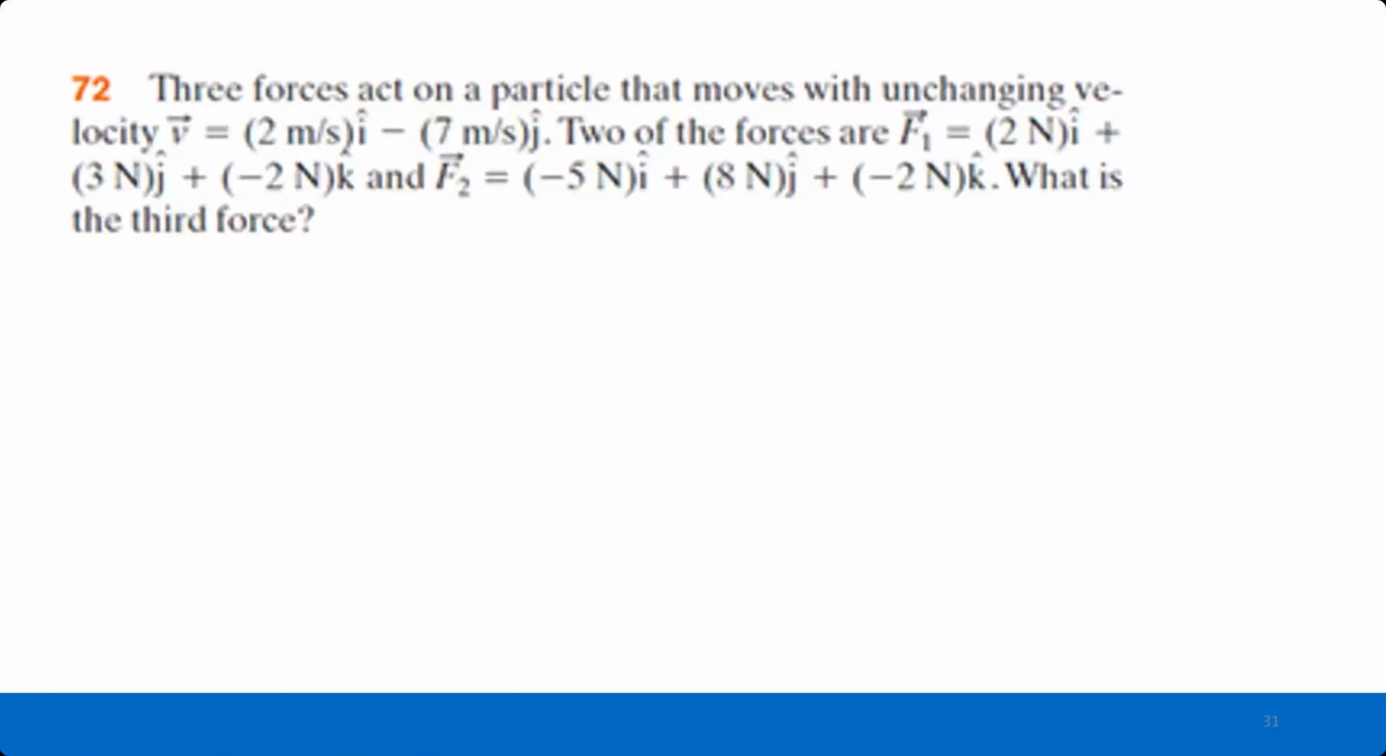So in this problem, we have three forces acting on a body that moves with unchanged velocity, v equals 2i minus 7j. So we're given the velocity of the object, and we are told this is unchanged. We can actually see that from the formula, right? It doesn't depend on time, so yeah, it is constant.